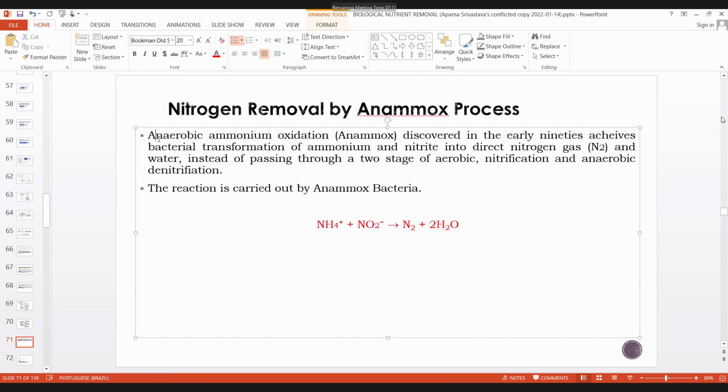So what is NMOX? Why did this name come, NMOX? It is anaerobic ammonium oxidation, discovered in the early 90s. Here, what happened? Bacterial transformation of ammonia and nitrite directly into nitrogen gas and water, instead of passing through two stages. So instead of two stages, in a single stage we are able to convert this, and this is the reaction.